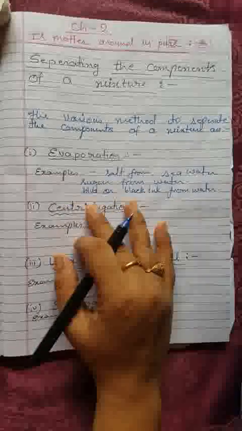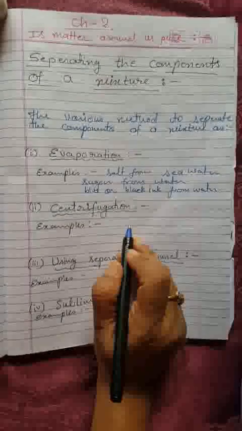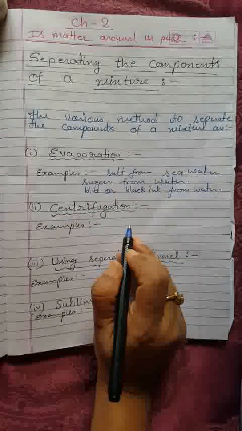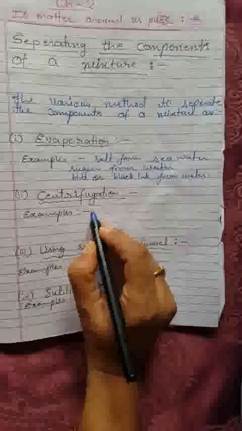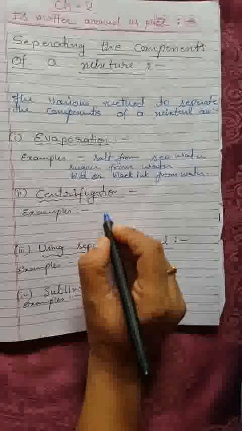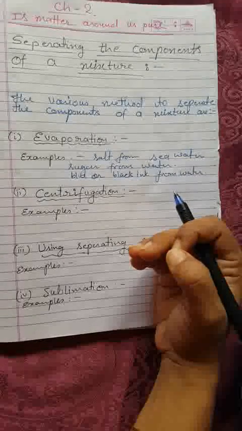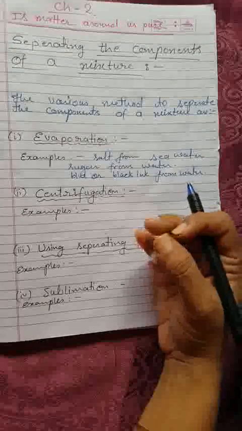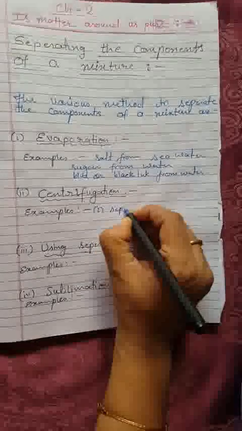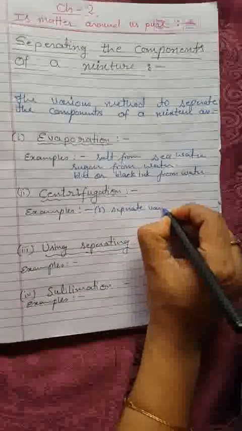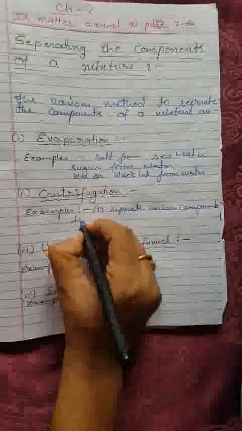So this method is used to separate lighter and denser particles by rotating the mixture at high speed. Then examples we can write. This method is also used in the laboratory to separate various components present in the blood. We know inside our blood there are various components like hemoglobin, RBC, WBC, platelets. So we can give the example: separate various components from the blood.